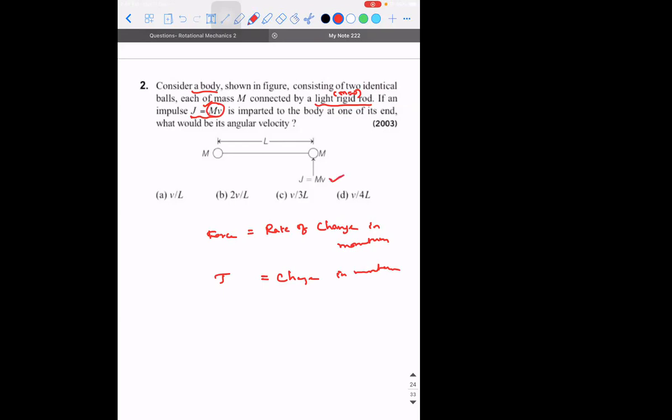So there is a momentum which is applied. So there is an impulse that is applied at one of the ends. By doing so, what will happen to the system of these two masses connected with the help of a light rod? So the linear momentum is taking up the responsibility of putting the system into translatory motion or rotational motion. You're not able to visualize it?